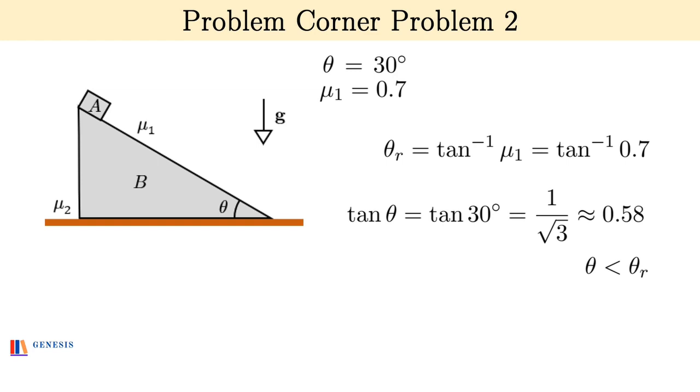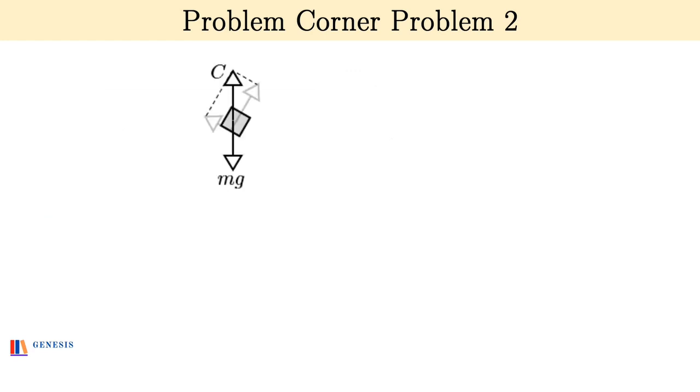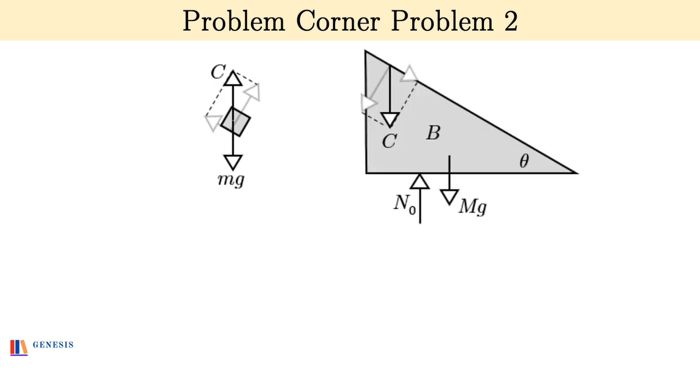Now tan inverse of 0.58 is less than tan inverse of 0.7. So theta is less than theta r. Therefore this angle is less than the angle of repose, and so the block will not slip and the contact force acting on it will be vertical. This is crucial because if the contact force acting on it is vertical, its reaction on wedge B is also vertically downward, and therefore it induces no tendency to slip on the wedge B.